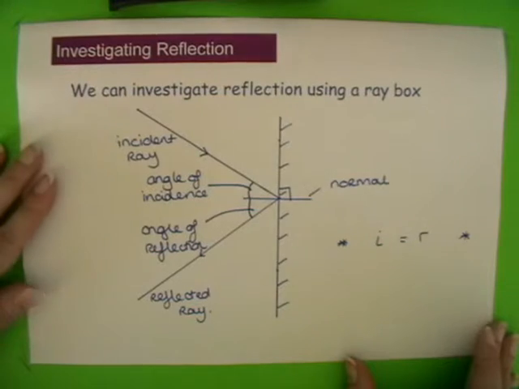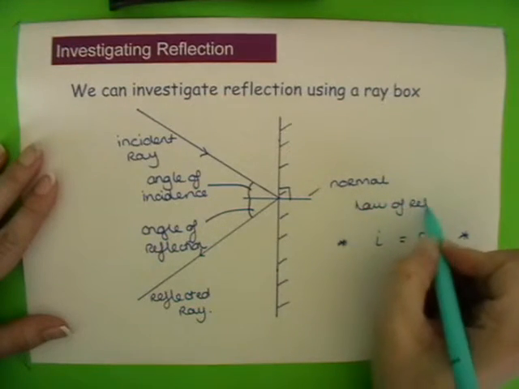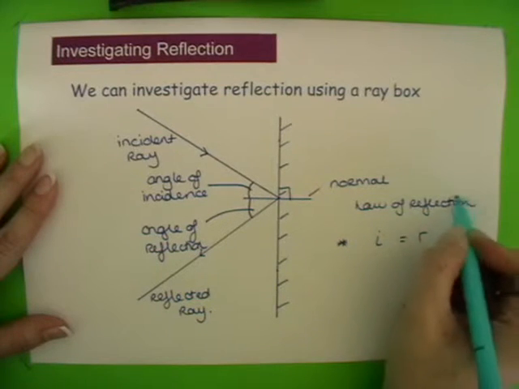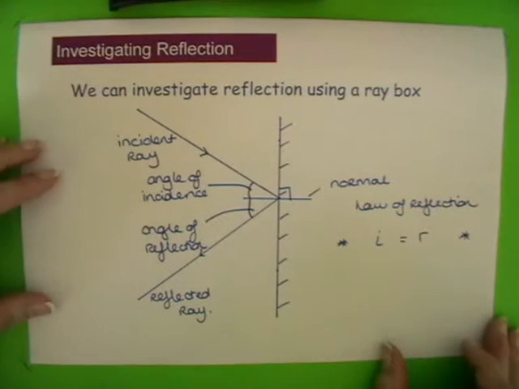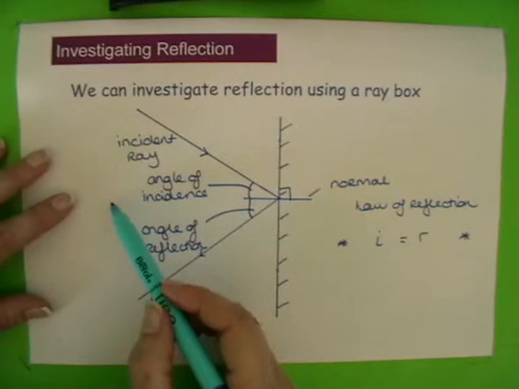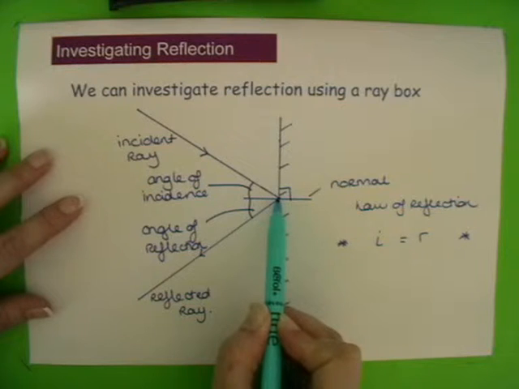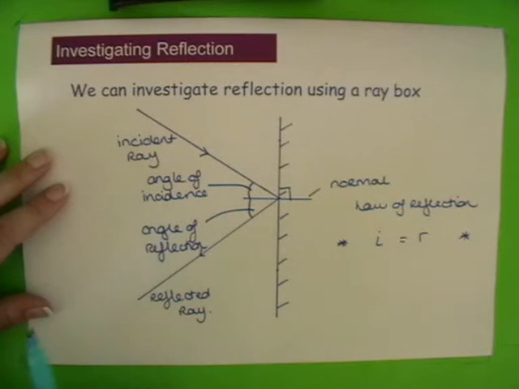That would be what we call the law of reflection. The law of reflection states that the angle of incidence is equal to the angle of reflection. Now, if we were to move the ray box right round so that the light was coming in at 90 degrees to the mirror, it would be reflected right back along the same pathway.